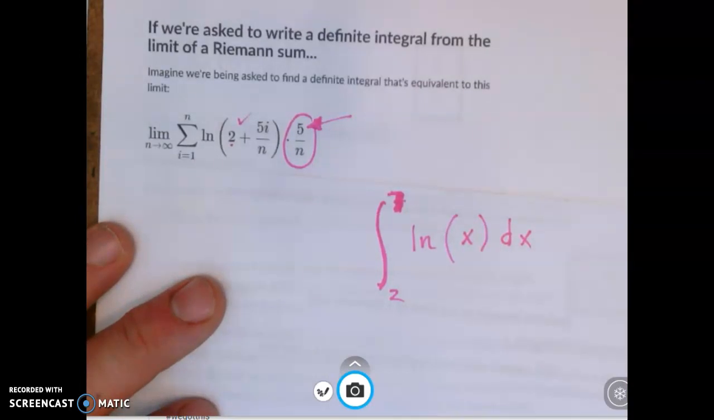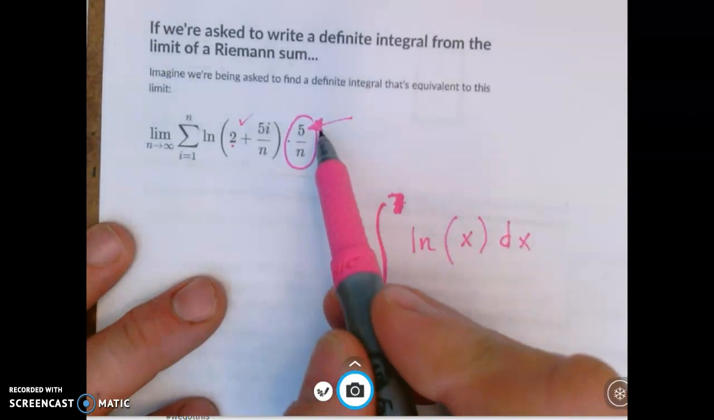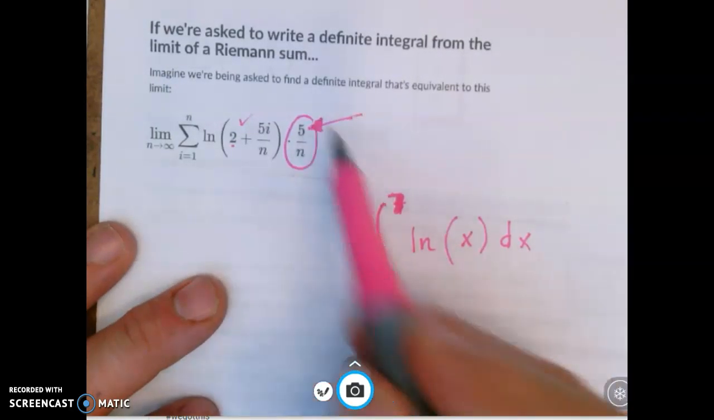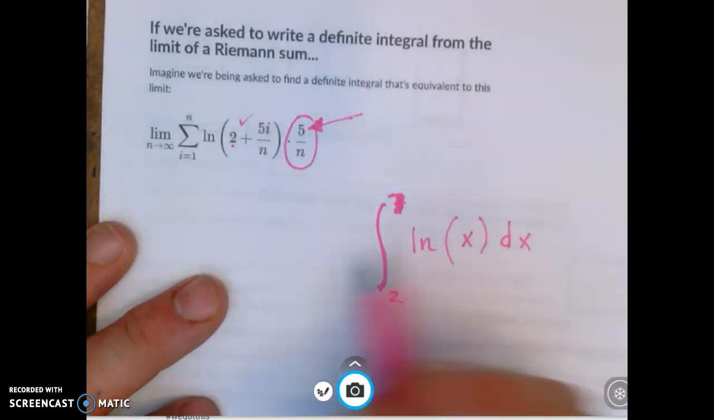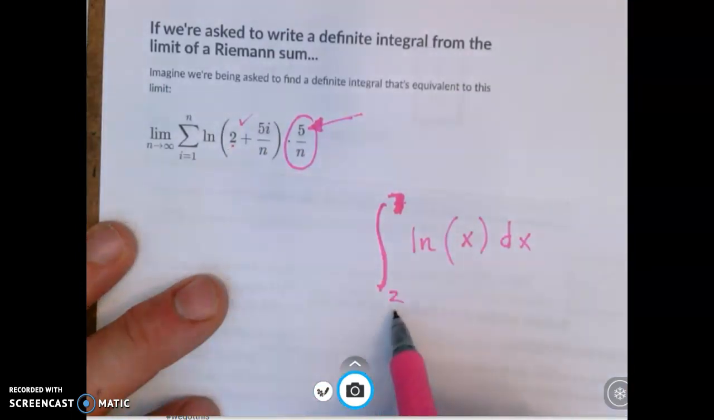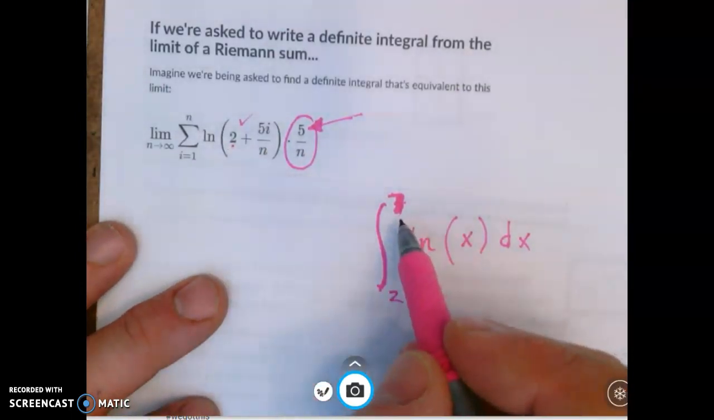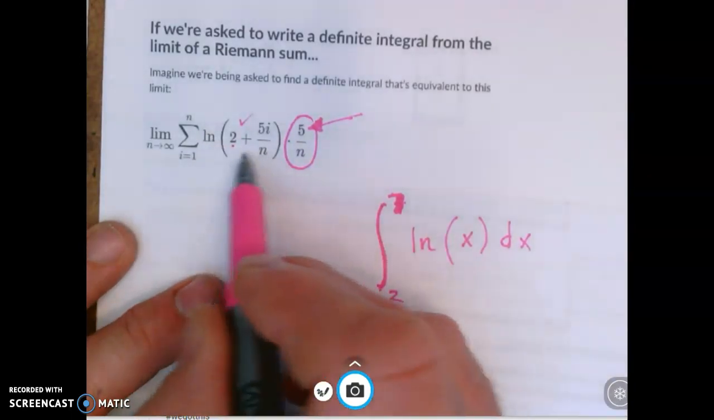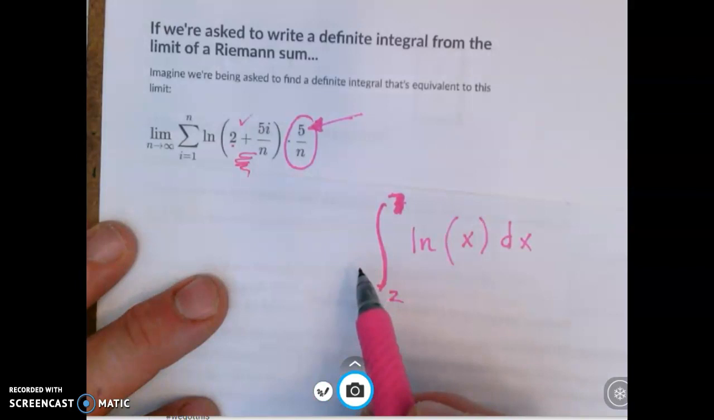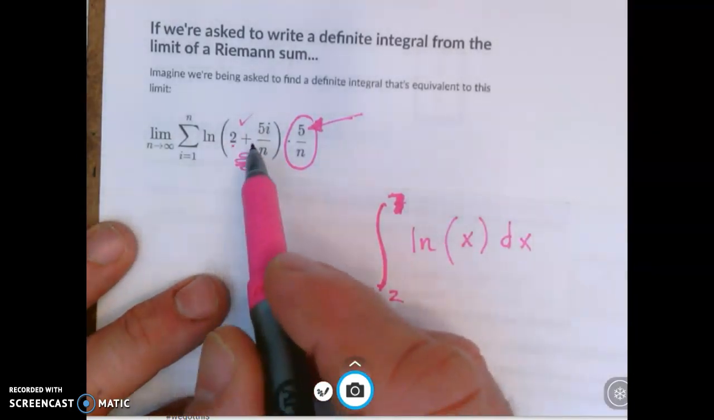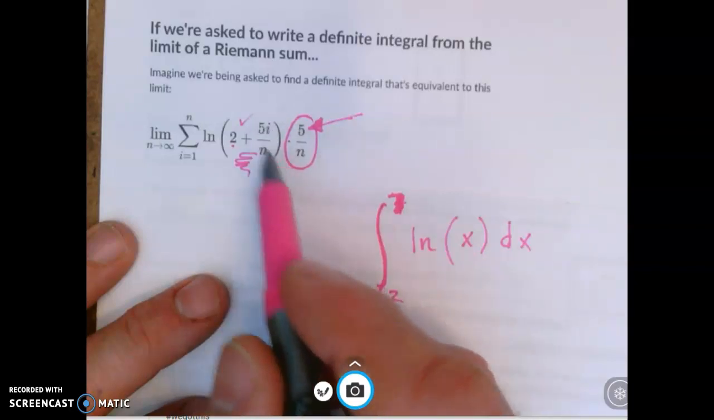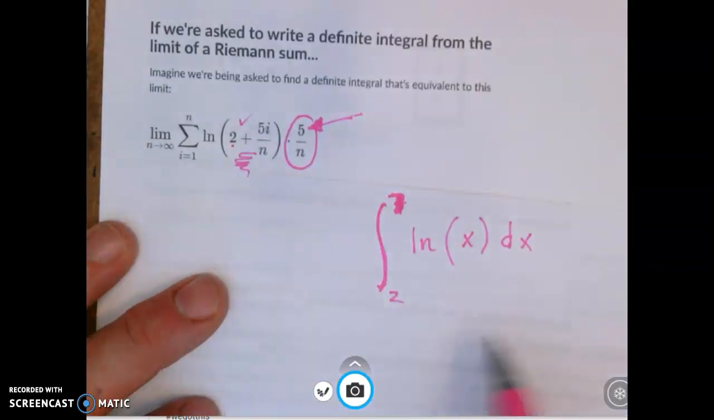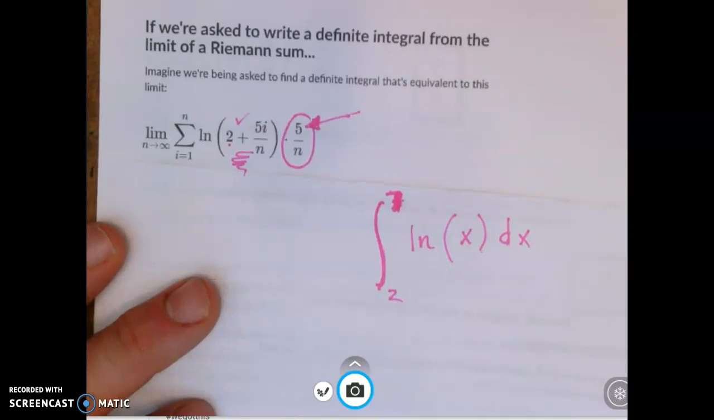It looks a lot more daunting than it is, but let's take a look at it again. Our delta x, this 5, tells us how far this distance is. This 2 tells us this number, which means this has got to be 7. My function here is ln, and the question is, what is that stuff? That is the starting value, which is 2 already, so we're good there, plus our delta x, 5 over n times i. So this is a basic old x function. And that's that.